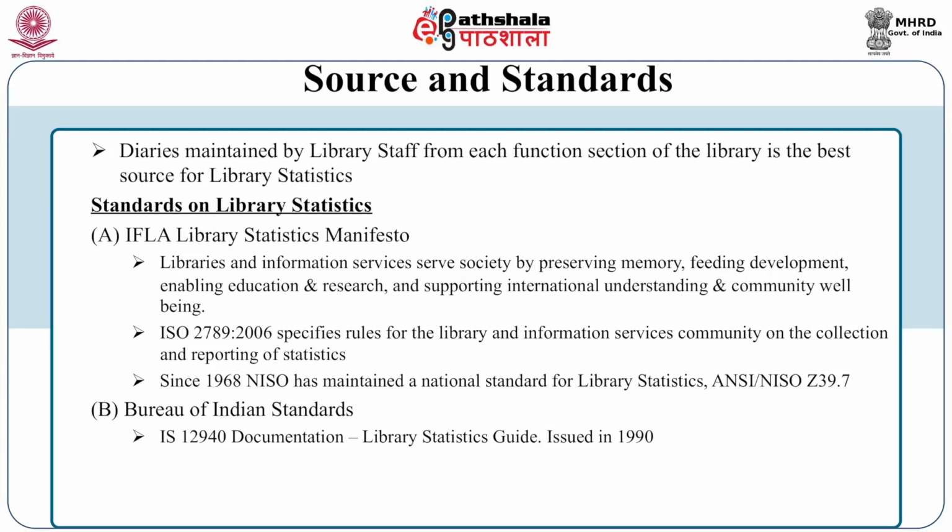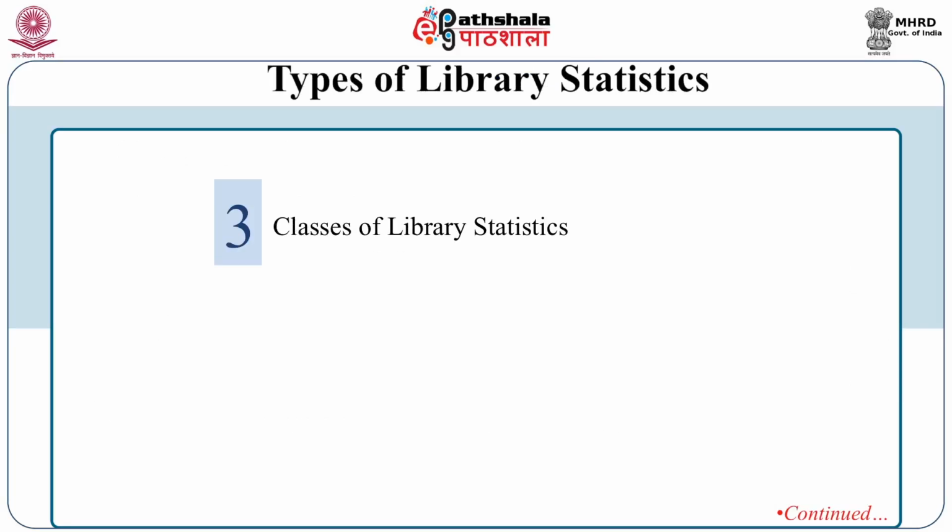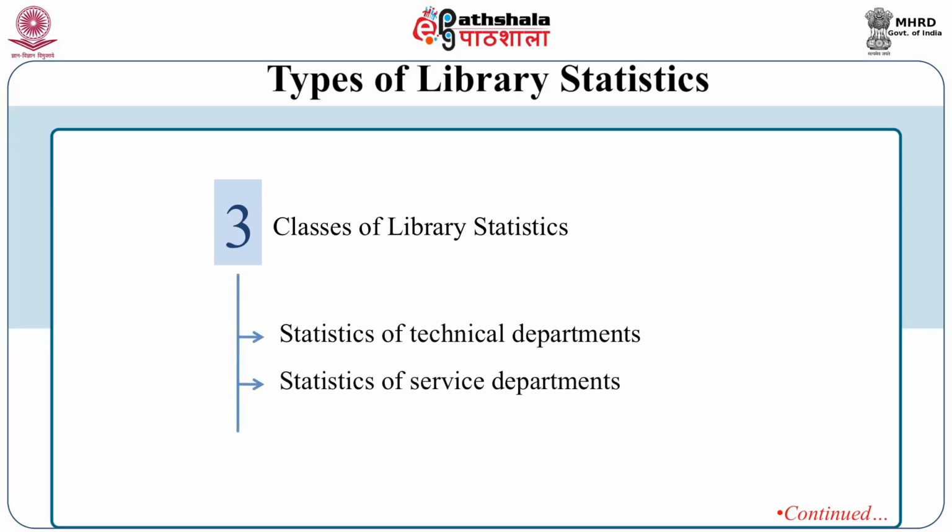Bureau of Indian Standards has come out with a number of standards for the libraries, and one of the standards, that is IS 12940 Documentation Library Statistics Guide, was issued in 1990. American Library Association Office of Research and Statistics has issued guidelines for the compilation of the library statistics and the standard guidelines for the compilation of the library statistics. We study the types of library statistics. Three classes of library statistics have been identified: statistics of technical department, statistics of service department, and other statistics.